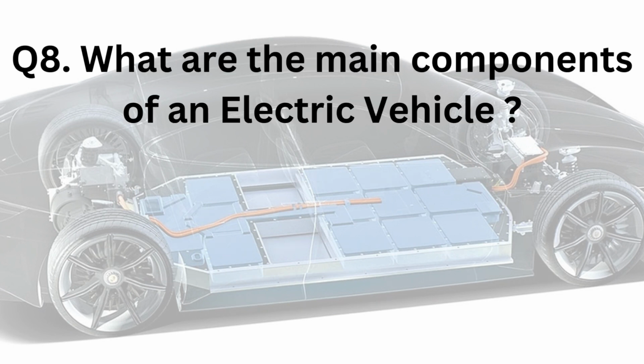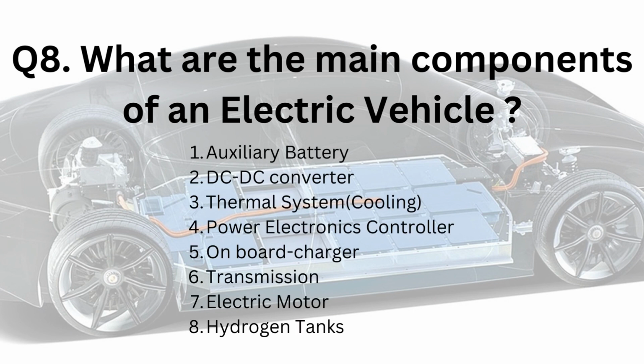What are the main components of the electric vehicle? There are a number of components in the electric vehicle, so we will discuss here the major components. A major component is the battery, the high voltage battery. And one low voltage battery is also there, that is a 12 volt battery, or you can say a 24 volt battery, for running the auxiliary system.